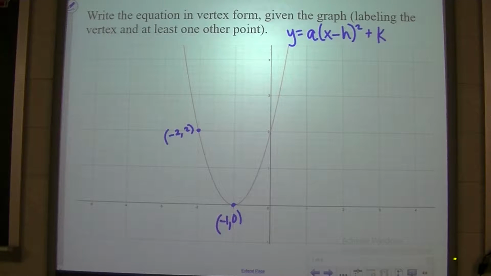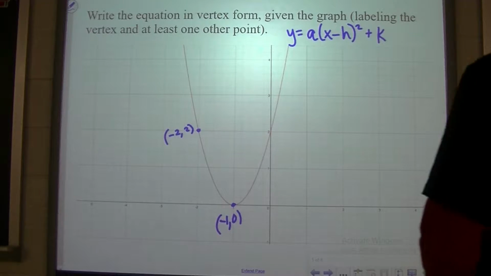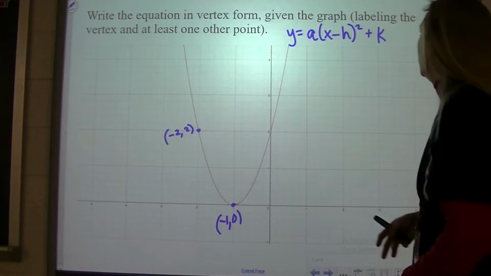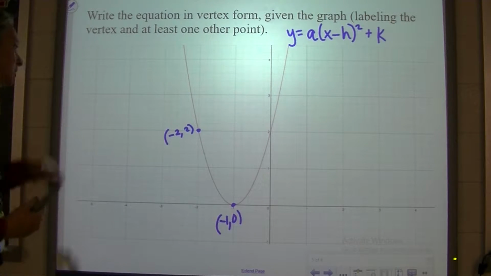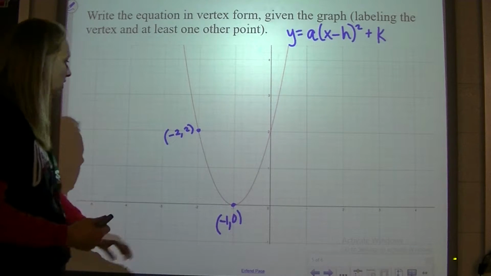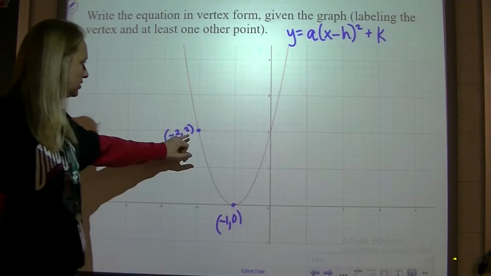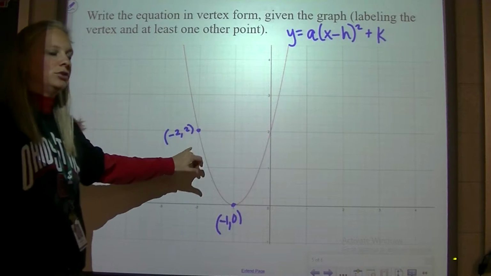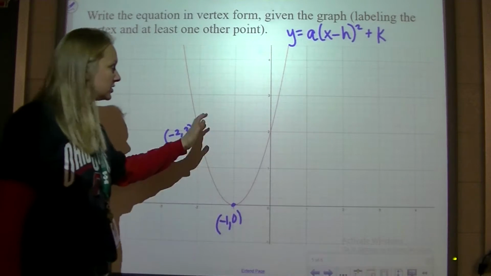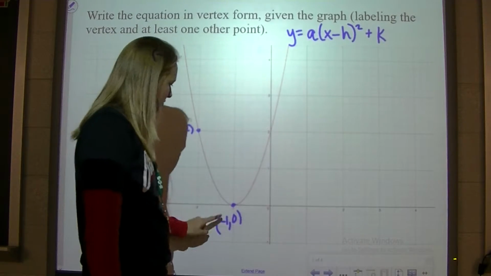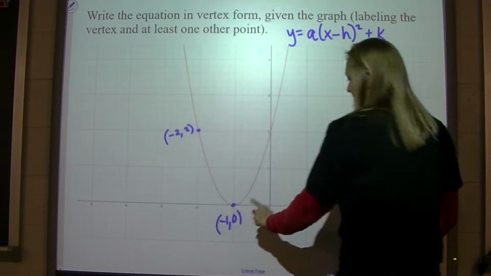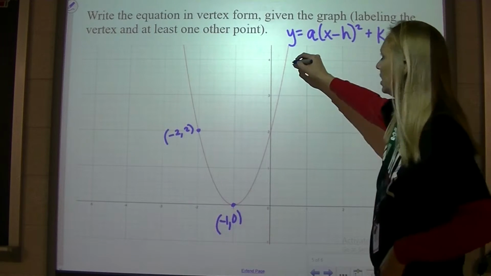Okay, so for this example, example 2 here, it's asking us to write the equation in vertex form given the graph when they're giving you the vertex and at least one other point. So here we have our vertex of -1, 0, and we have the other point of -2, 2. Now, because of vertex form, it makes this really easy because we can take our vertex and plug it in for our h and k here.